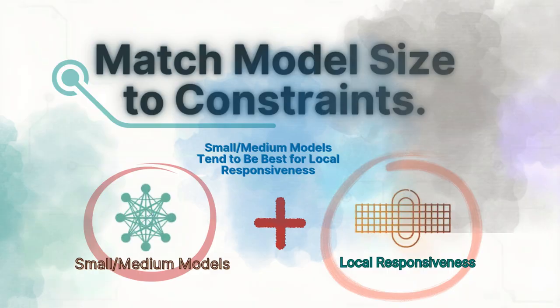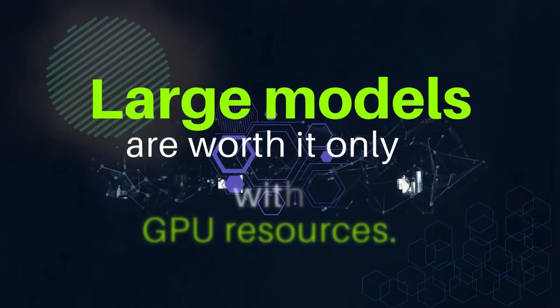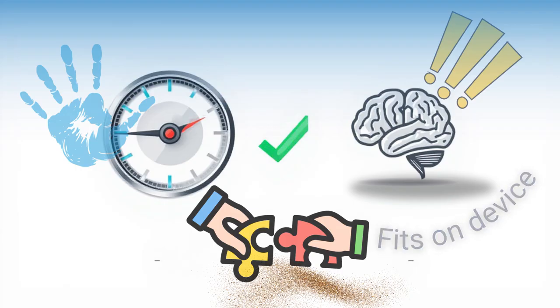Small/medium models tend to be best for local responsiveness. Large models are worth it only with adequate GPU resources and genuinely complex reasoning or code needs.